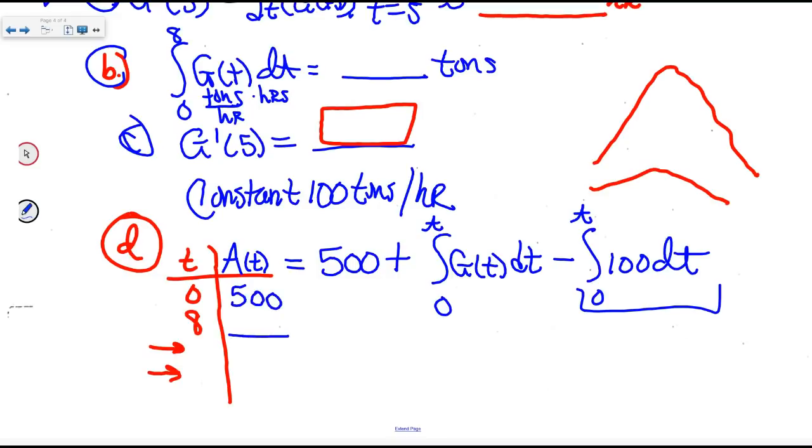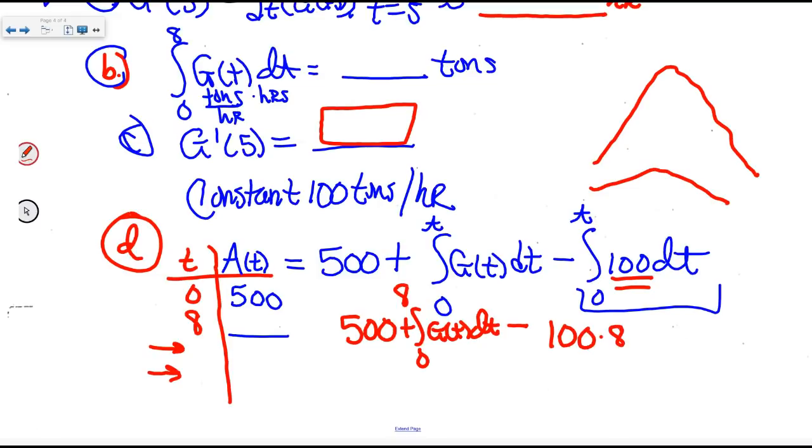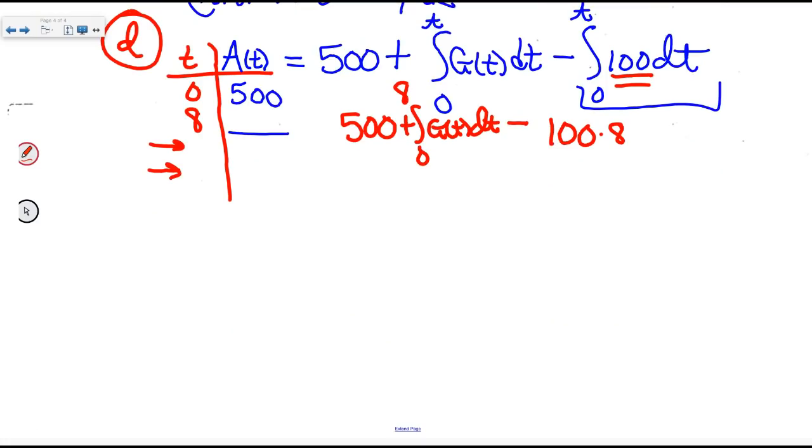At 8, I would go plug an 8 in for T. So I'd go up at 8 and I'd do a 500 plus the integral from 0 to 8 of G of T. It's calculator active minus, and then if you want to just call this 100T, it'd just be minus 100 times 8. Word for the wise here too.